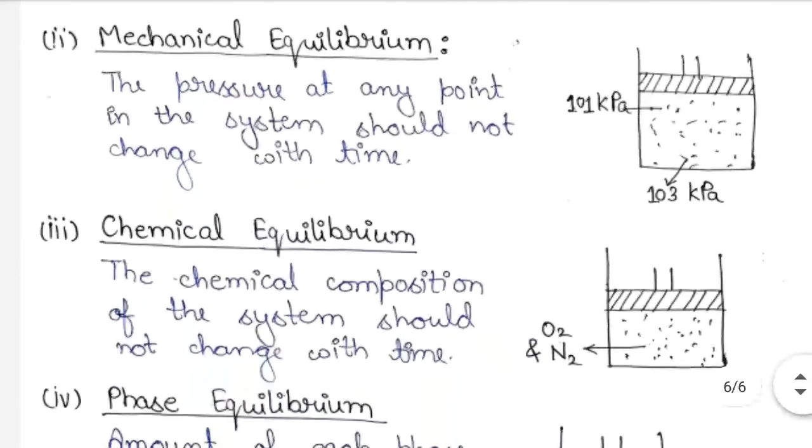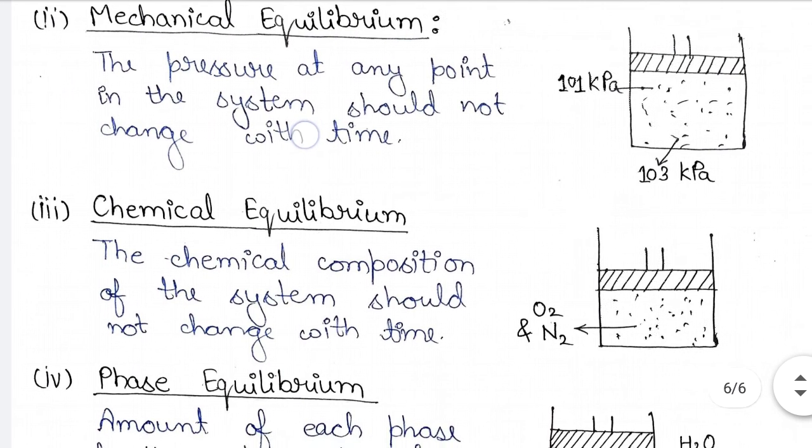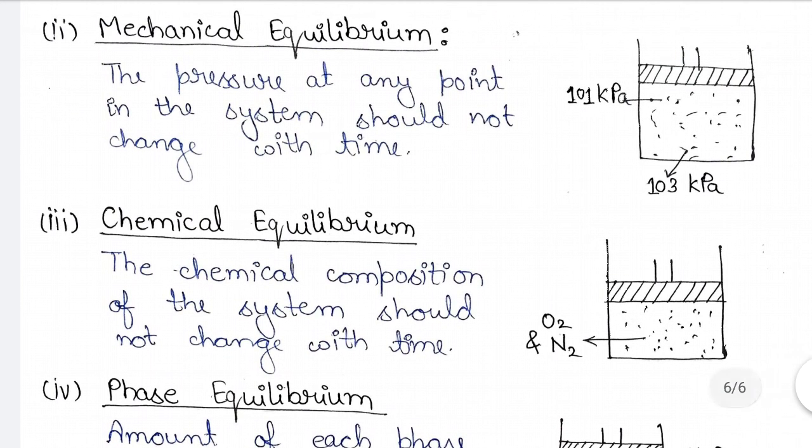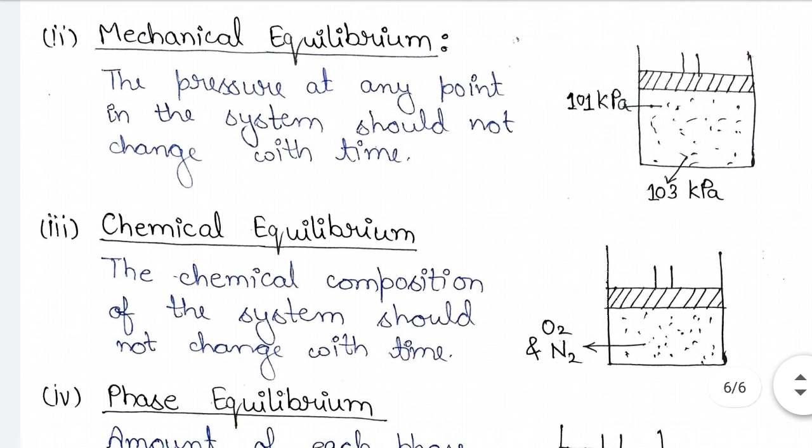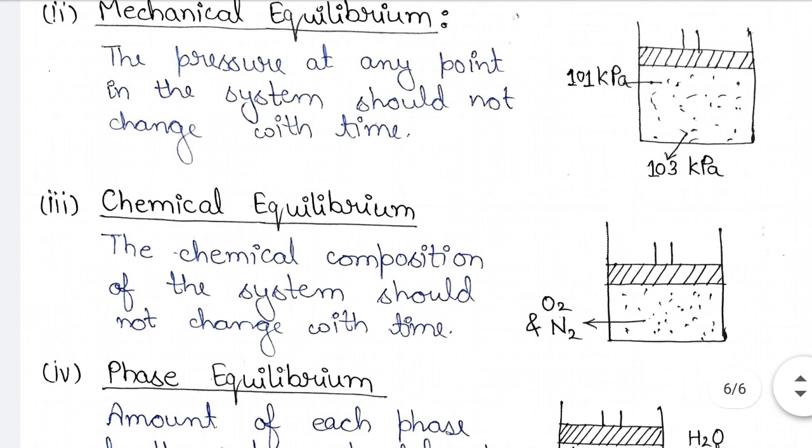In mechanical equilibrium, the pressure at any point must be uniform. So here we can see in this diagram that the pressure is different, so it will not be in equilibrium.